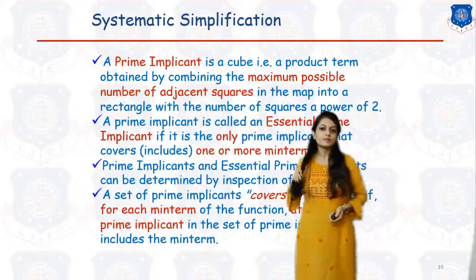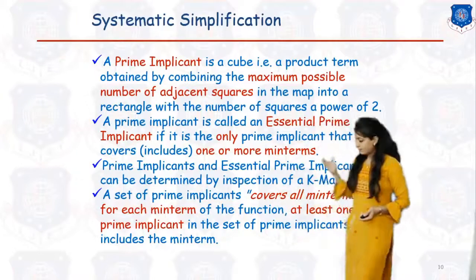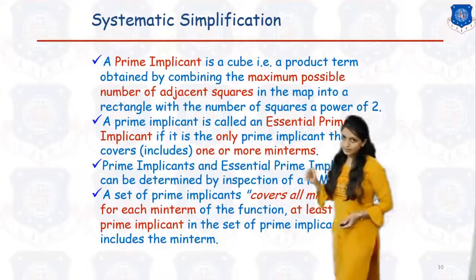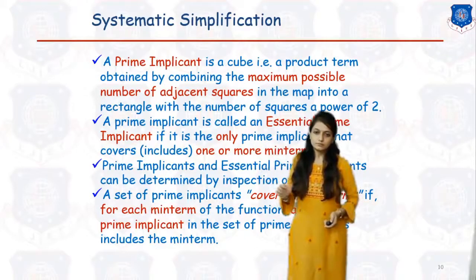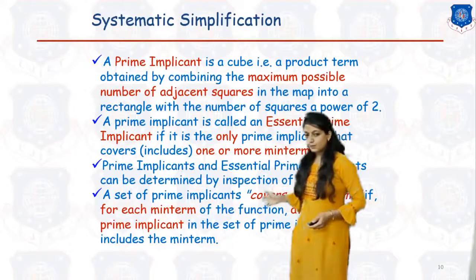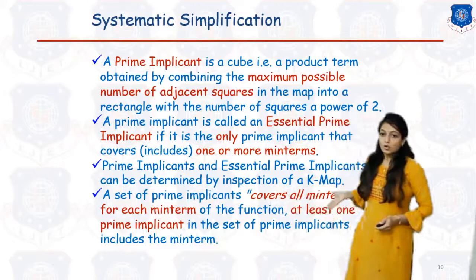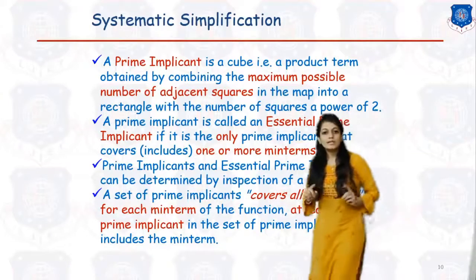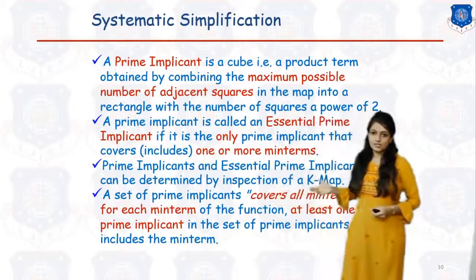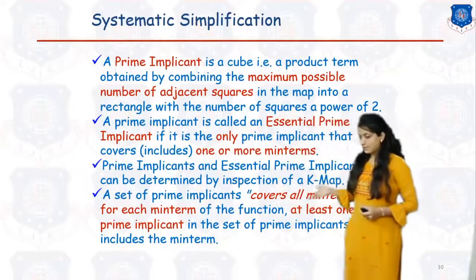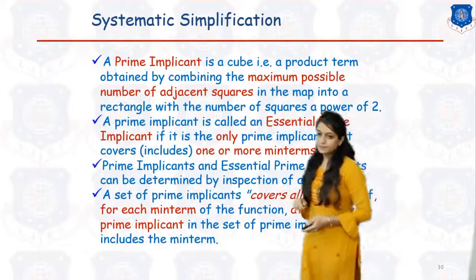Alright. A prime implicant is called an essential prime implicant if it is the only prime implicant that covers a minterm. The set of prime implicants covers all the minterms, so for each minterm, at least one prime implicant in the set includes that minterm.